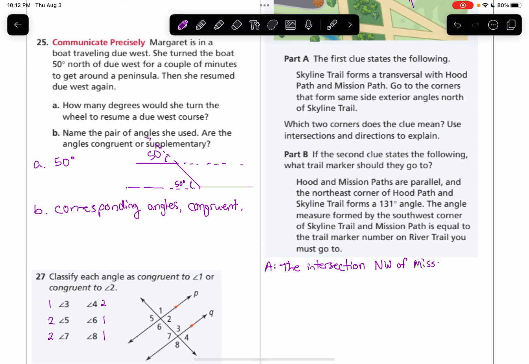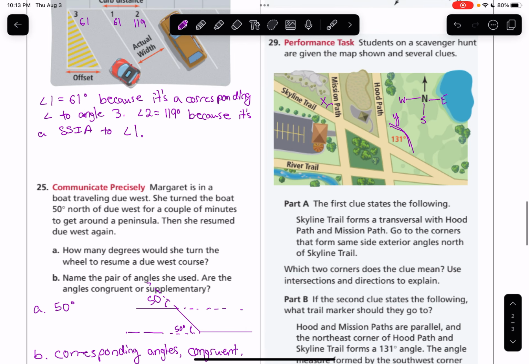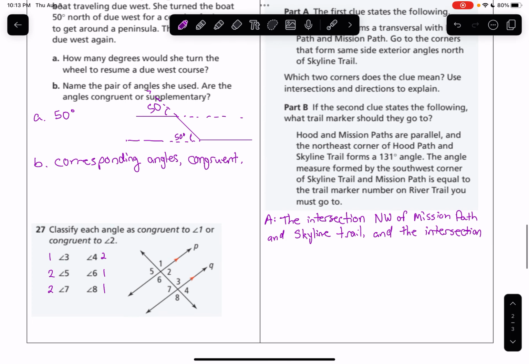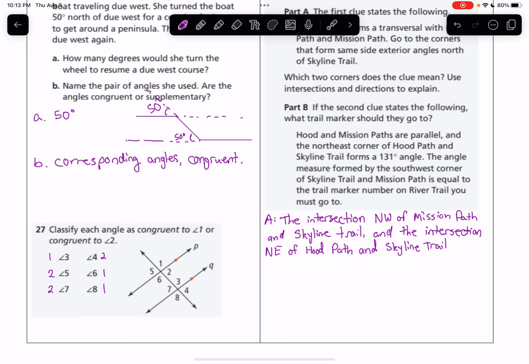So we can say the intersection northwest of Mission Path and Skyline Trail, and the intersection where's the other one? This one is the intersection northeast of Hood Path and Skyline Trail. And that seems like it might be a lot of writing for what we could just call X and Y, but it asked us to use intersections and directions to explain, and that's something we have to do as adults, so we should get good at that idea.